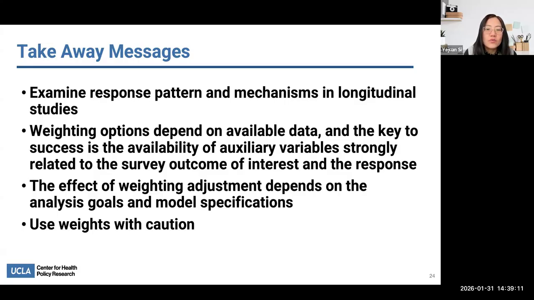After we get the predicted response propensity, we can use inverse propensity score weighting or construct weighting cells. And the effect of weighting adjustment depends on the analysis goals, what our quantities of interest are, and the model specification. If the model is misspecified, at the very least, we should use weights, but more efforts should be put on improving the model specification. To conclude, we should use weights with caution in practice.